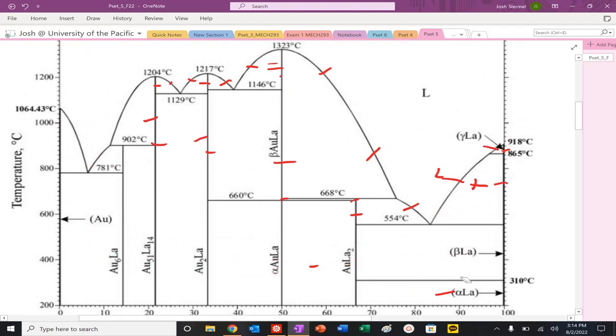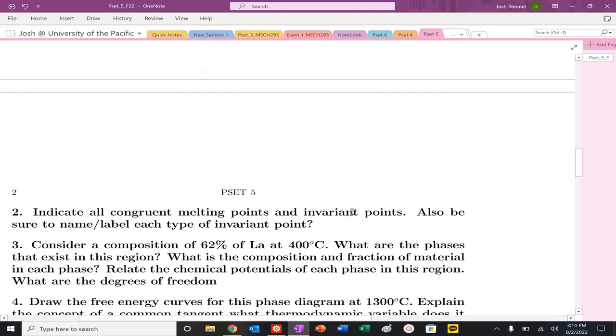We've kind of gone over this quite a bit. I'm not going to write out all of them in detail. But you just kind of draw that isotherm, that solid temperature. Do you hit a liquidus, do you hit a solidus, and add those regions. Indicate congruent melting points and invariant points.